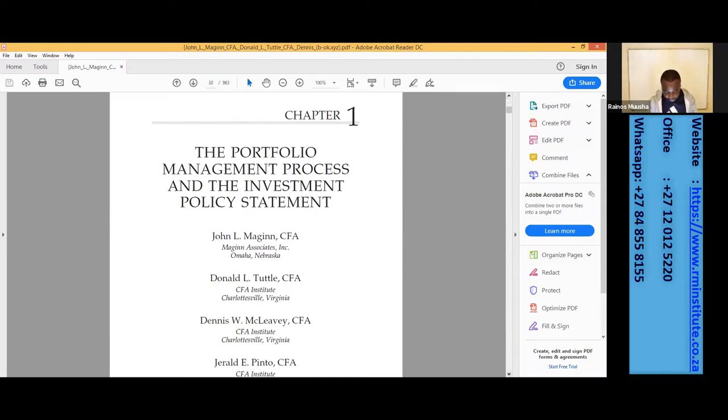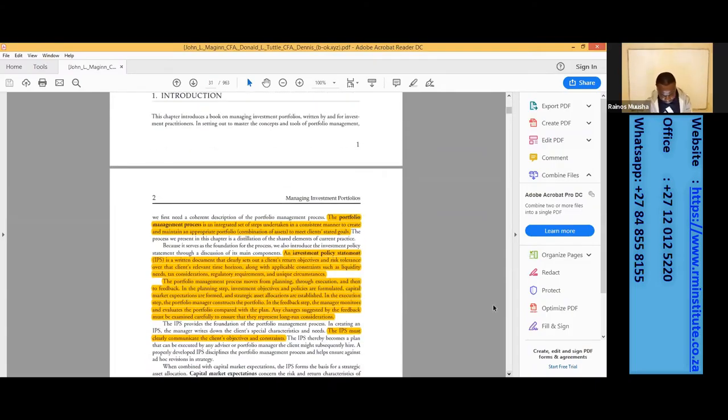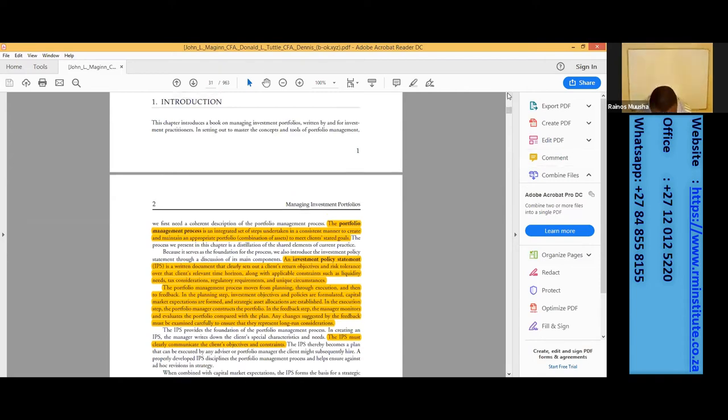So chapter 1 looks at the portfolio management process and the investment policy statement. Under introduction, on page 2, they say the portfolio management process is an integrated set of steps undertaken in a consistent manner to create and maintain an appropriate portfolio to meet clients' stated goals.